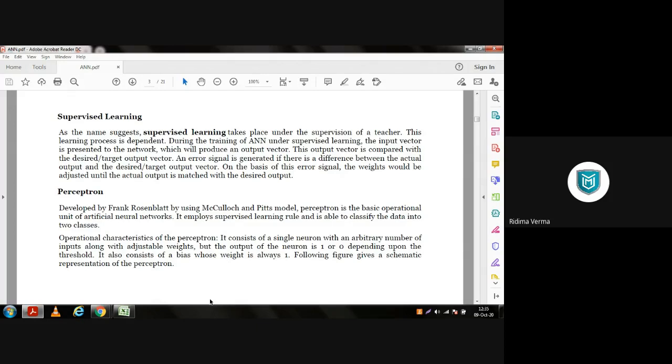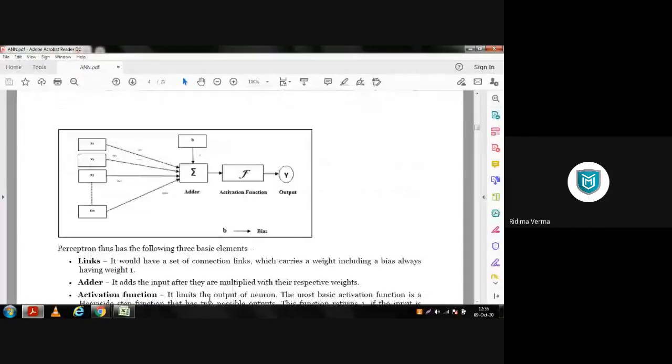So it consists of a bias whose weight is always 1. This is the difference we can actually consider for perceptrons and the normal functioning of neural network. Now next we have the figure of perceptron. So this is how a perceptron looks like.